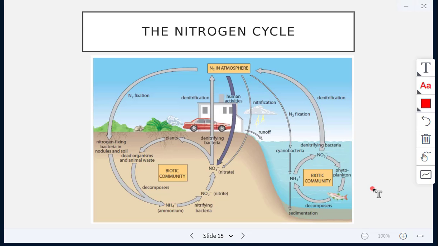All right, so here is a diagram showing the nitrogen cycle. You've got the nitrogen in the atmosphere, and then you'll have nitrogen fixation happening. That nitrogen fixing bacteria in the nodules and soil can convert it into ammonium. Then the nitrifying bacteria can convert it into nitrite or nitrate, which can then be used by plants. To complete the cycle, you have denitrifying bacteria, which are going to convert those back into atmospheric nitrogen. And that's happening in the aquatic ecosystem as well.